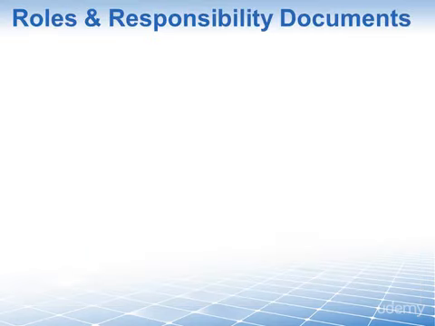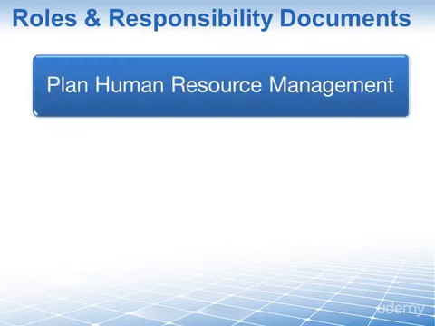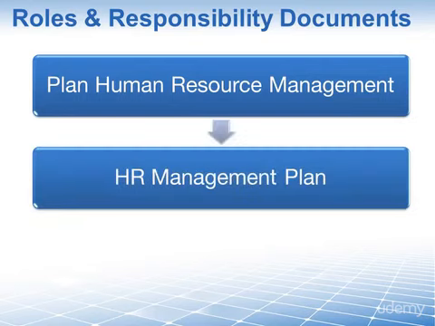All right, so much for the responsibility assignment matrix and the RACI chart, which is a common way of showing such a RAM. We're now moving on to the roles and responsibilities documents. And to do this, we have to move over to the Plan Human Resource Management process. And in this process, we have the Human Resource Management Plan as an output. In fact, it's the only output from this particular process.